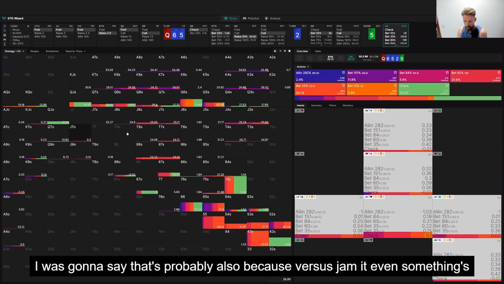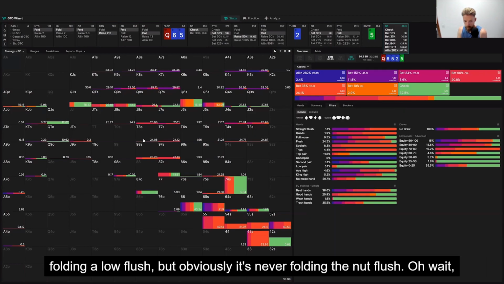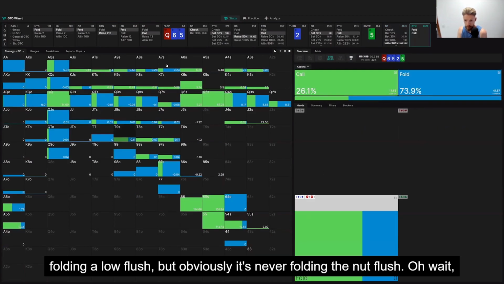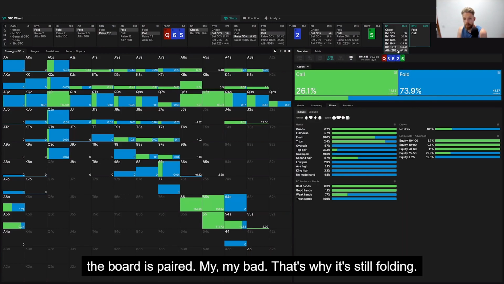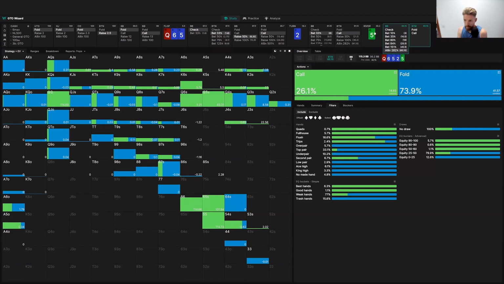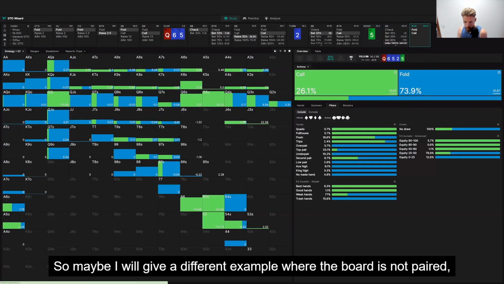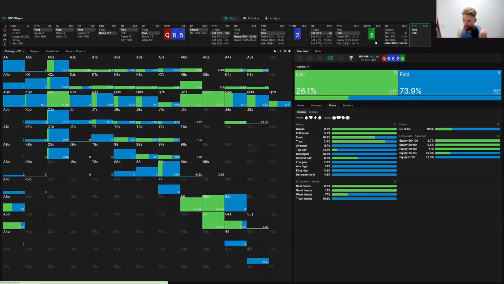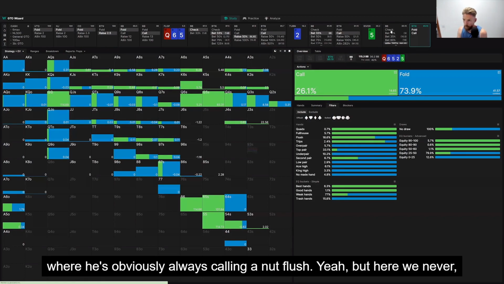I was going to say that's probably also because versus jam, it even sometimes folding a low flush, but obviously it's never folding the nut flush. Oh, wait, the board is paired. My bad. That's why it's still folding. So maybe I will give a different example where the board is not paired. Where he's obviously always calling a nut flush.